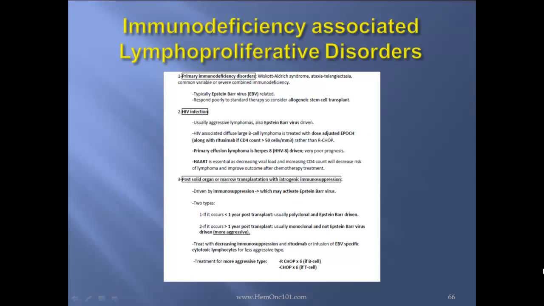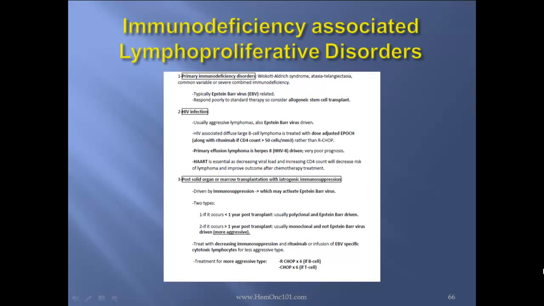Immunodeficiency-associated lymphoproliferative disorders. 3 main categories. 1. Primary immunodeficiency disorders, such as Wiskott-Aldrich, ataxia-telangiectasia, common variable, or severe combined immunodeficiency. Typically, this is Epstein-Barr virus related. They poorly respond to standard treatment, so consider allo stem cell transplant. 2. HIV infection related, usually aggressive lymphomas, also Epstein-Barr virus driven.